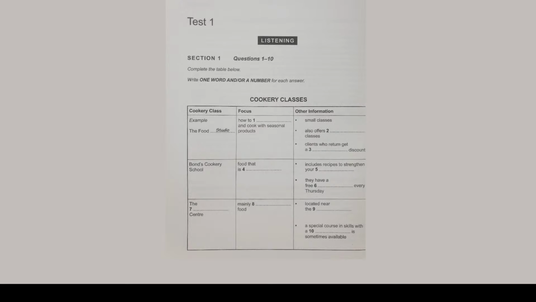Now listen and answer questions 7 to 10. OK, there's one more place you might be interested in. That's got a rather strange name. It's called the Aretsa Centre.